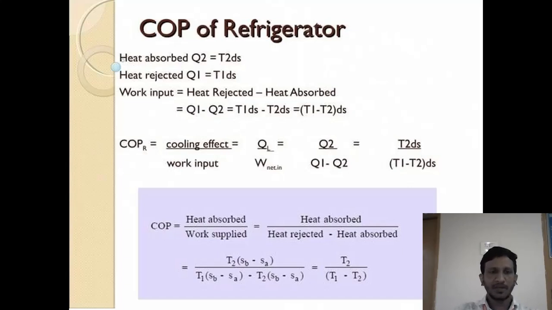COP can be calculated as heat absorbed divided by work supplied, or heat absorbed divided by heat rejected minus heat absorbed. Finally, we get the formula T2 divided by T1 minus T2. Here T2 relates to the heat absorbed, or cooling effect, at the cold medium side, and T1 minus T2 relates to the work input needed to reject that much heat. The ratio of these two is called the coefficient of performance.